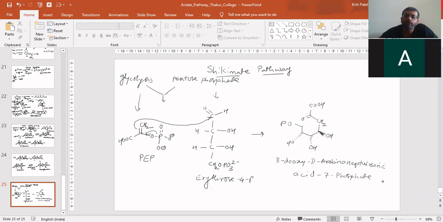3-deoxy D-arabino heptulosonic acid 7-phosphate, or we call this DAHP. This D is coming from deoxy, A from arabino, H from heptulosonic, and P from phosphate. So DAHP will be formed. This DAHP will be generated.